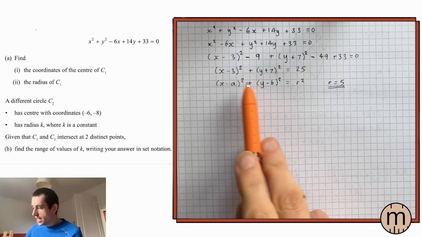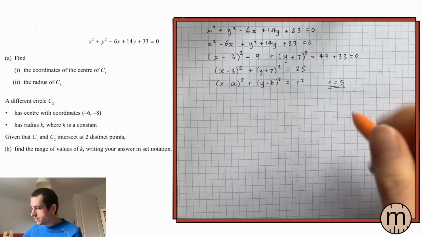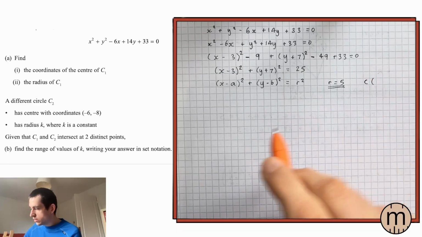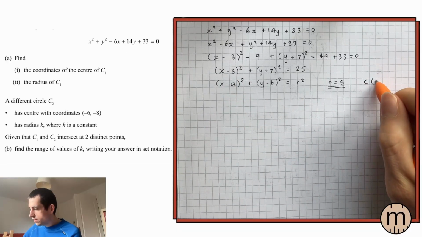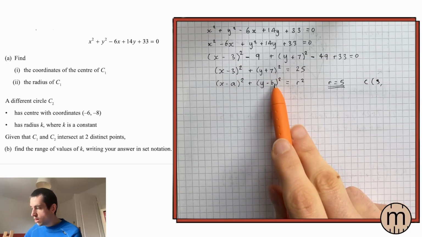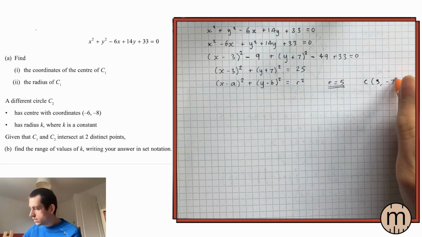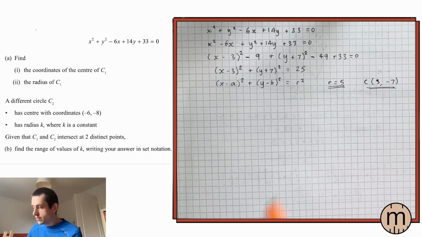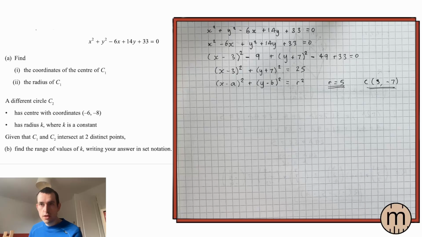And if we compare a and b to what's in the bracket, we get the centre of the circle is at 3. And then this one is the opposite sign, so minus 7. So that's the first 3 marks. Bit more standard, even towards the end of the paper. Nice to get a few marks from this question. Now for the trickier part.